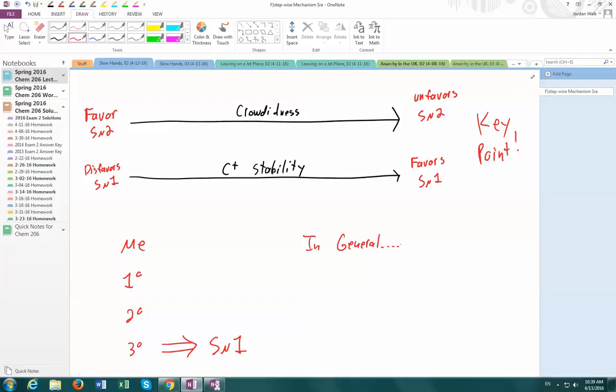What about a methyl? SN2. It's just that easy. It's an incredibly unstable carbocation, so we're not going to have an SN1 reaction happen. We have to go SN2. What do you think about primary? Also SN2. What do you think about secondary?